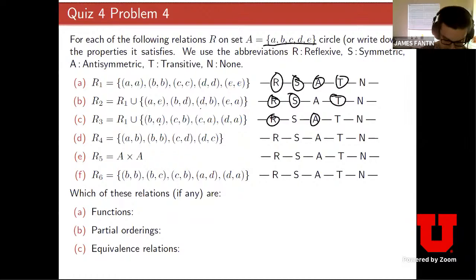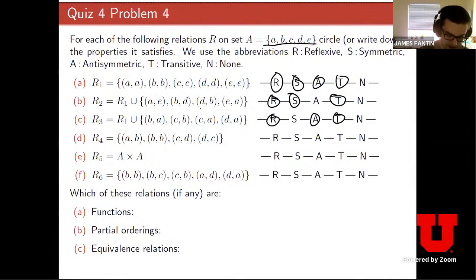And this is also a transitive relation. Why is it transitive? The only thing we have to check here is that (C,B) is in the relation, (B,A) is in the relation, and (C,A) is in the relation, and that's required by transitivity. If you did that with all the other pairs, you would also see that it's transitive.